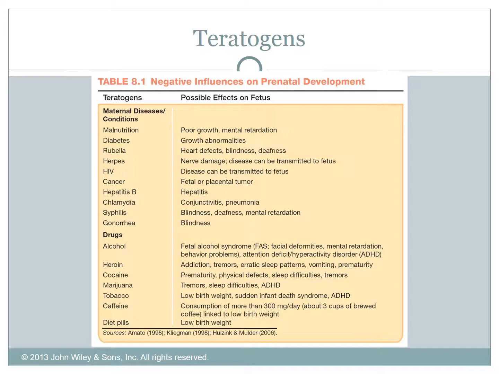Caffeine is actually probably the least dangerous drug that we commonly use as far as being a teratogen. You have to consume a large amount of caffeine at any given time to affect the child. However, in general, you shouldn't drink more than about 3 cups of brewed coffee in any given day. Otherwise, the child may be of low birth weight.